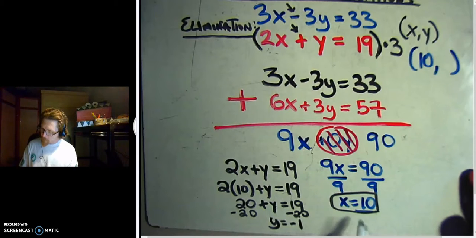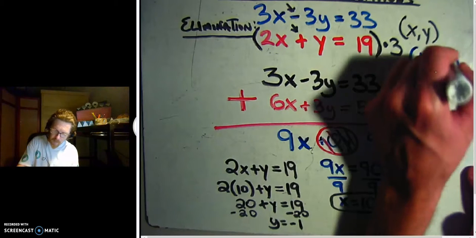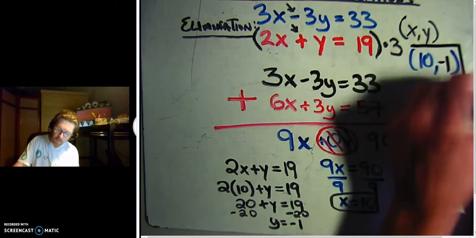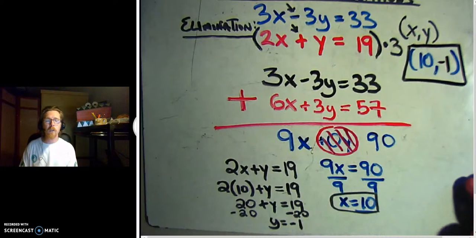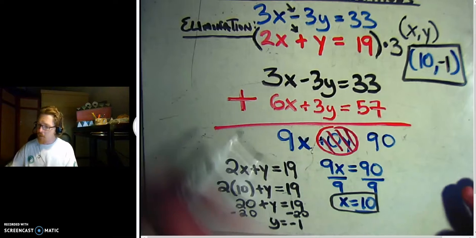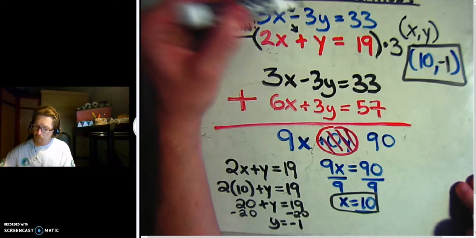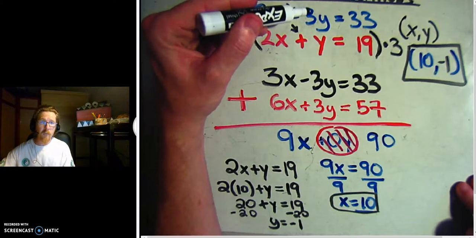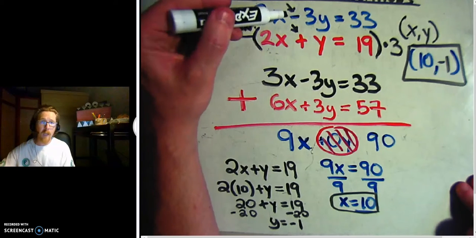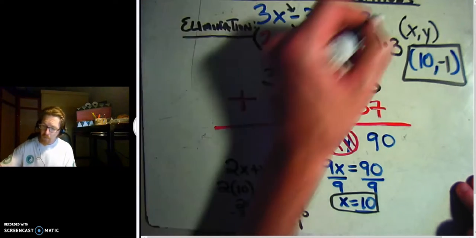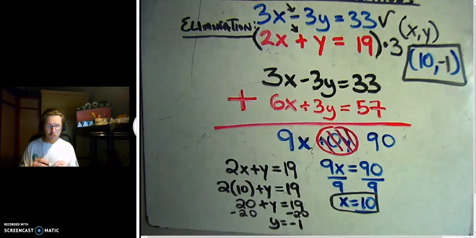And so when x is 10, y is negative 1, and this is the solution to our system. And you could go back and check it as well. 3 times 10 is 30. 3 times negative 1 is negative 3, and 30 minus negative 3 is also 33. So 10, negative 1 solves both equations. It is our solution to the system.